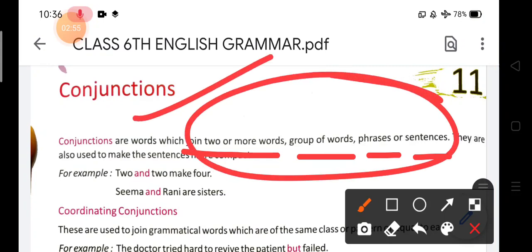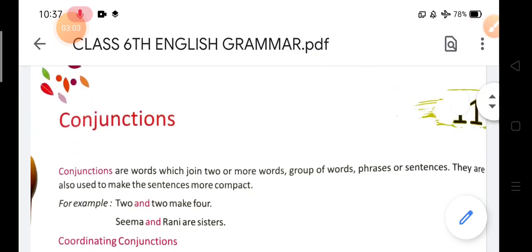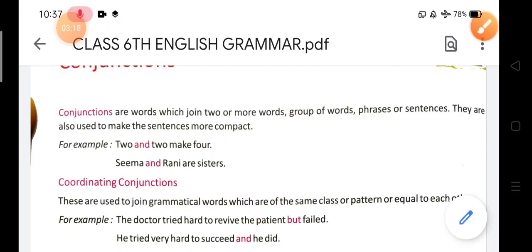Next, they are also used to make sentences more compact. What is the meaning of more compact over here? One minute. What is the meaning of more compact? Yani do sentences ko, jo do bade bade sentences hote hain, unko hum join karke compact bana dete hain, sankshipt bana dete hain. Okay, so let's come over here and see.